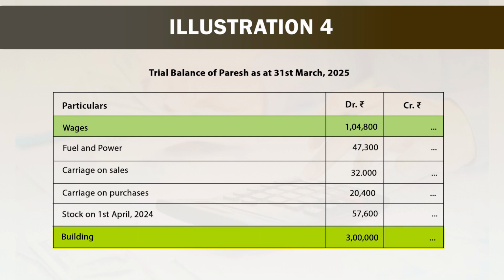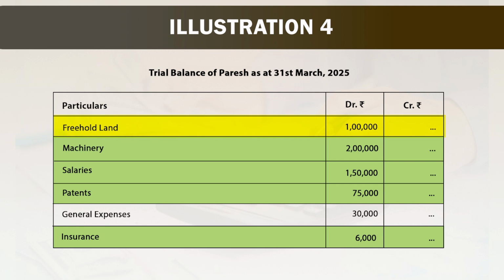Then we have building, 3 lakh rupees, on that we have an adjustment, and this building would appear in the balance sheet at asset side. Then we have freehold land of rupees 1 lakh, which would appear in the balance sheet asset side. Machinery also we have of rupees 2 lakh, and for that we have an adjustment, and it would appear in the balance sheet at asset side. Then salary, that is our expense, and having adjustment, would appear at the debit side of profit and loss account. Patents we have of rupees 75,000, this is also our asset and would appear in the balance sheet at asset side, and adjustment is to be taken into account on that.